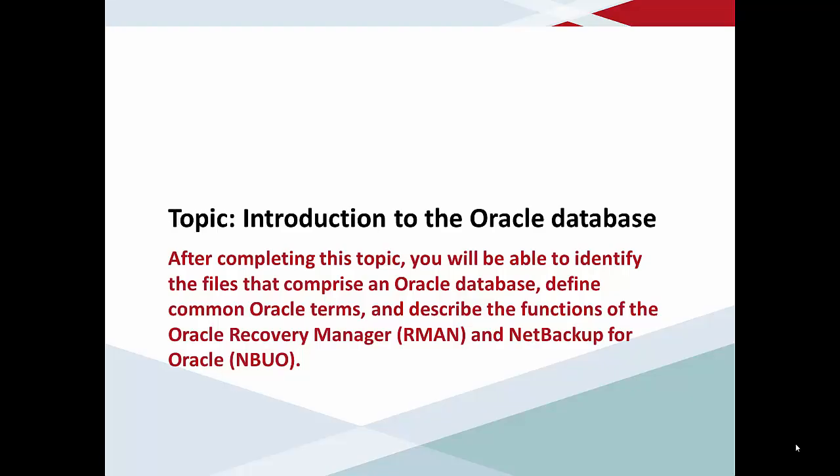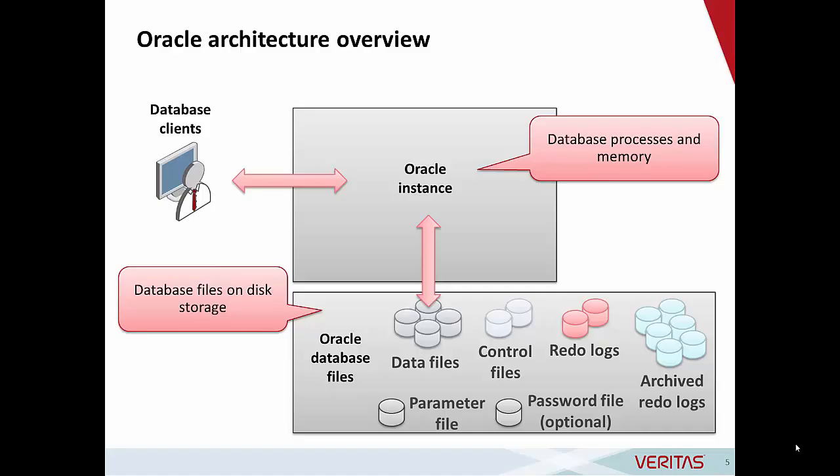This is the introduction to the Oracle database topic. This slide shows a high-level overview of the Oracle database architecture with a focus on the information that the backup administrator really needs to know. You'll see that each database client, i.e. a database server, can host one or more Oracle instances. An Oracle instance is a set of shared memory called the System Global Area and processes that provide access to the database. Now, the actual database files on disk is what we're most concerned about as backup administrators.